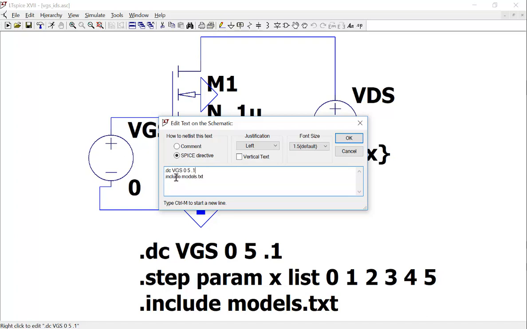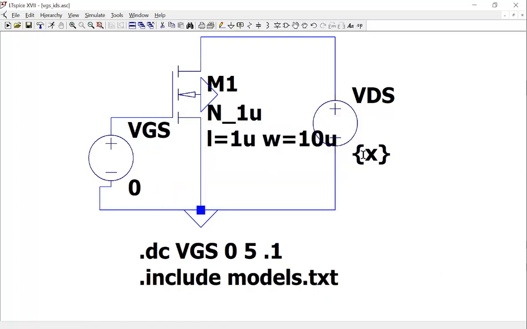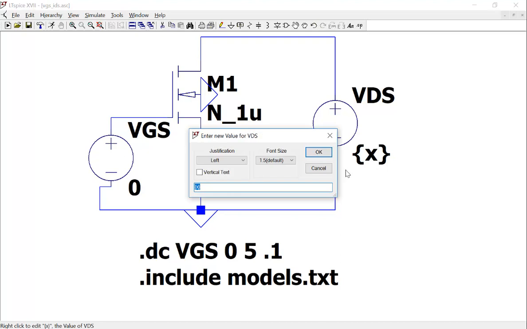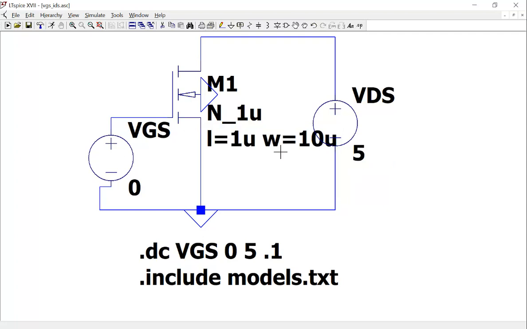And this is the model file for the transistor. I have to include it in here. I'm going to show you the model file in a bit. And this one, because we are sweeping VGS, I have to keep VDS on at 5 volts.